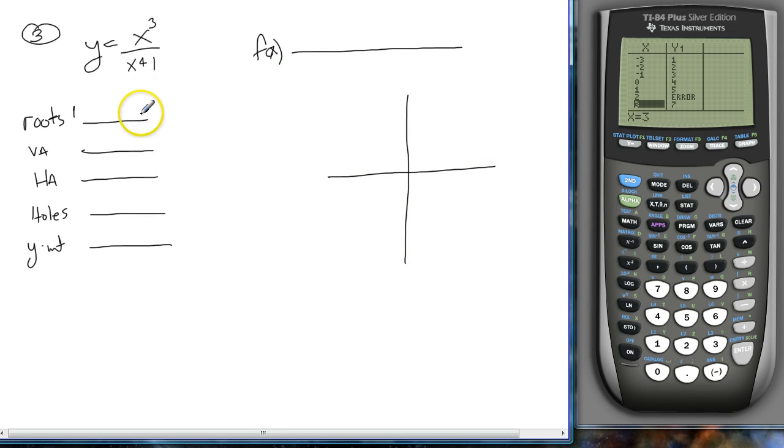It's probably best to start with the holes first because they kind of win. In a fight, holes win. Now look, nothing cancels. That means there are no holes. None.